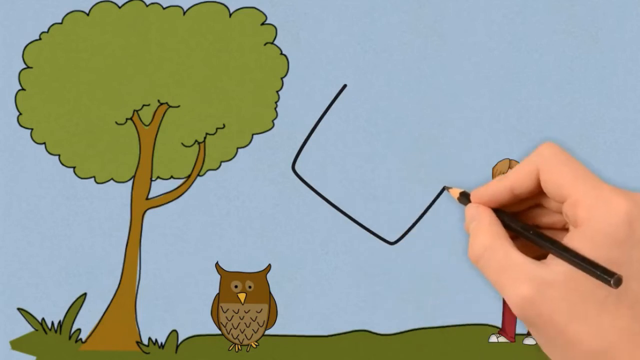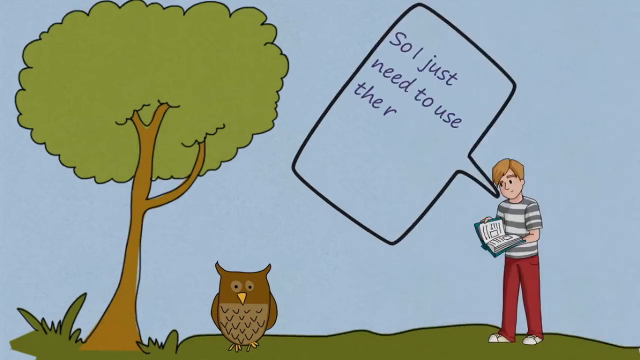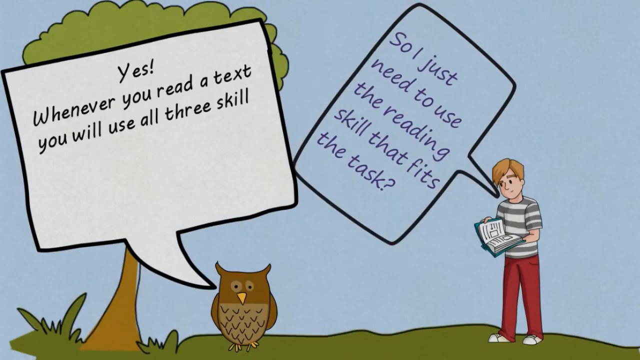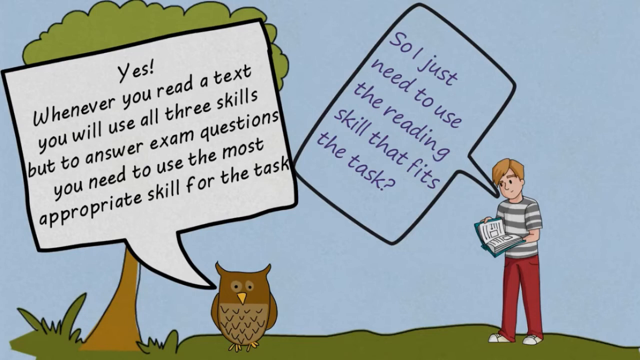Although we all use skimming, scanning and reading for meaning skills every time we read a text, in terms of GCSE you need to match the skill that you employ to the task that you're being asked to do. So whenever you read a text, you'll use all 3, but to answer the exam questions you need to choose the most appropriate skill for the task that has been set.